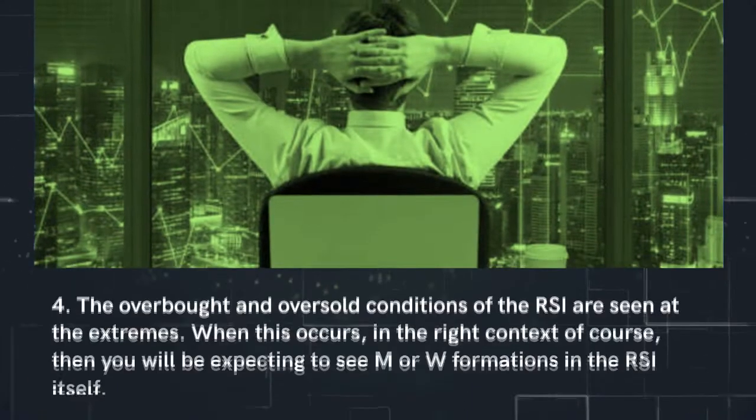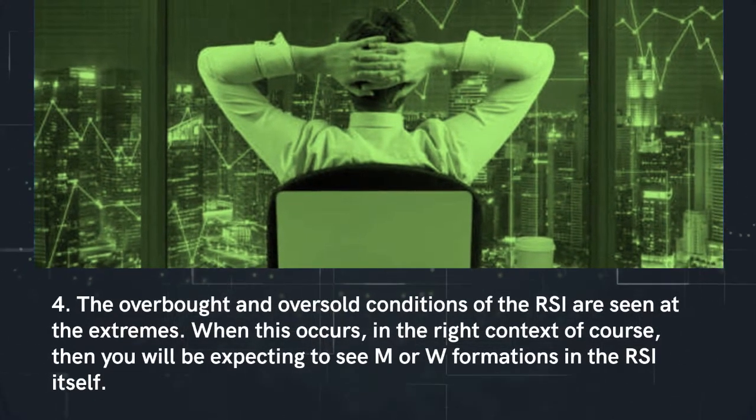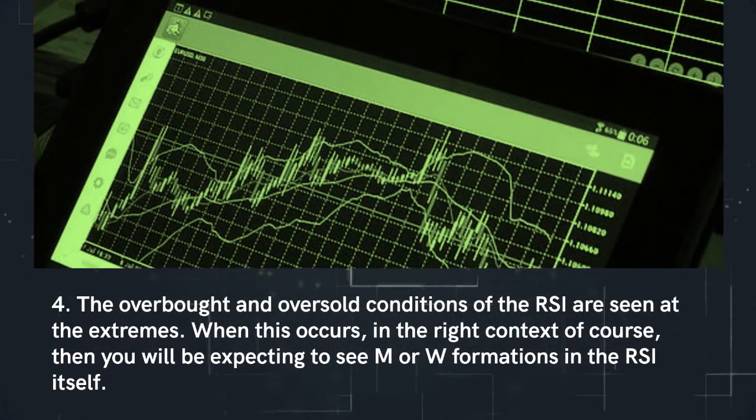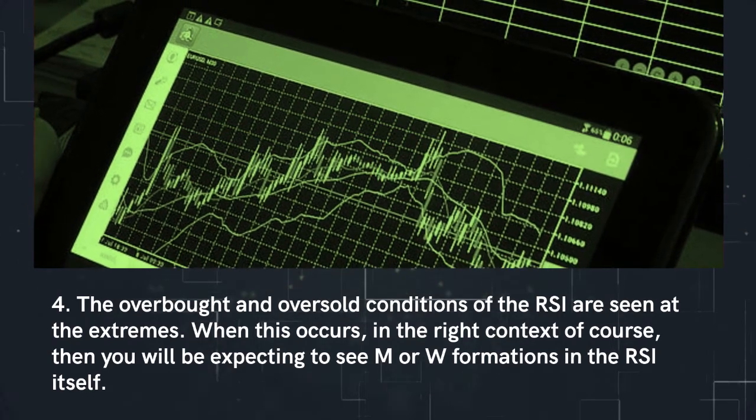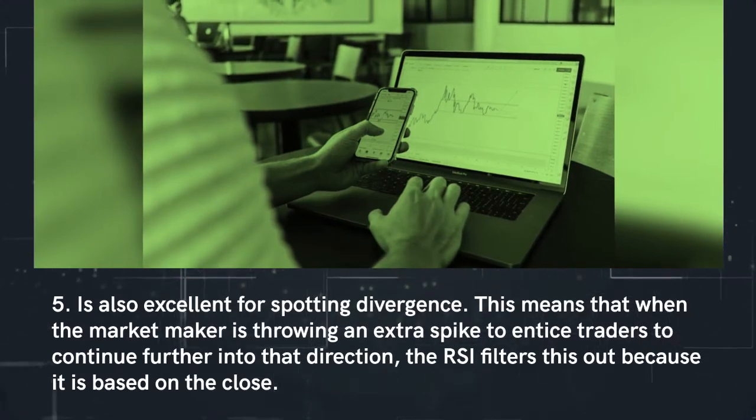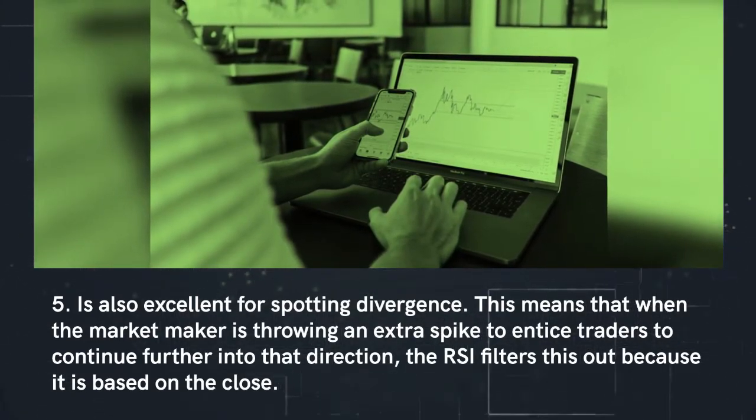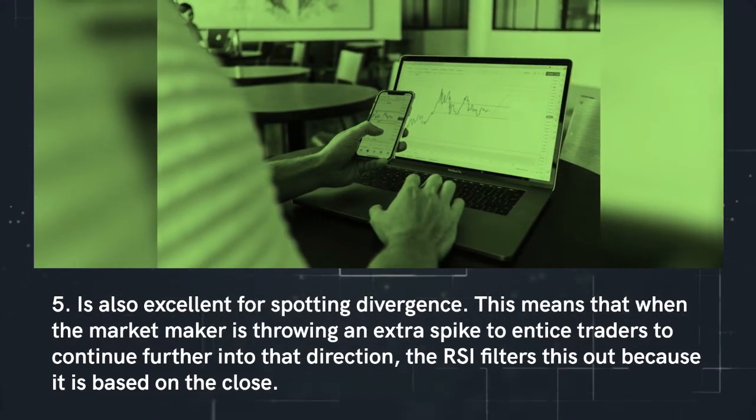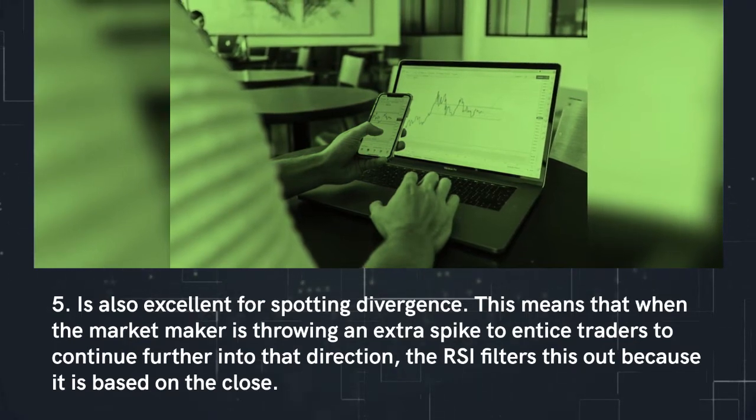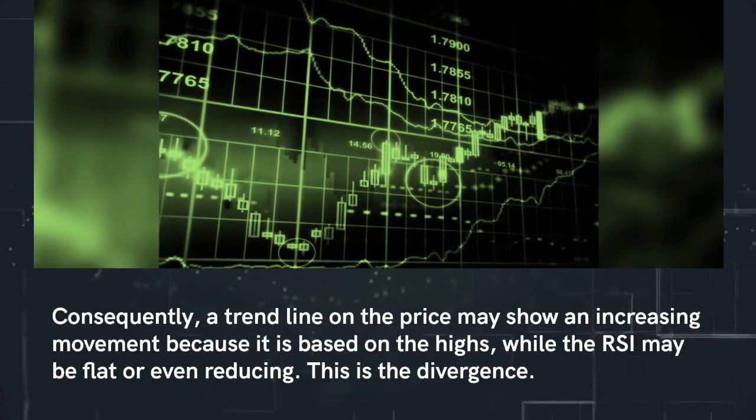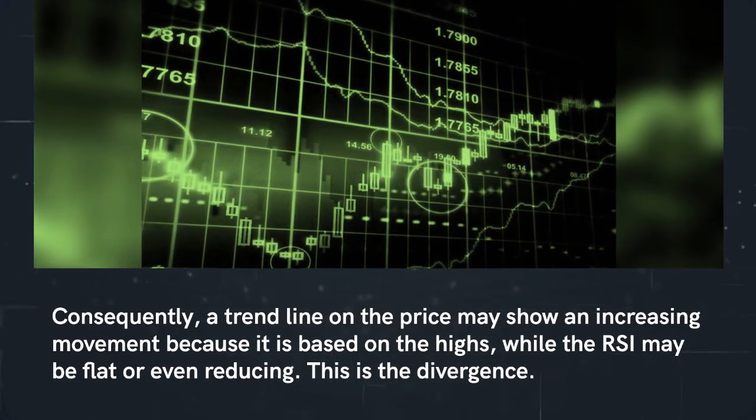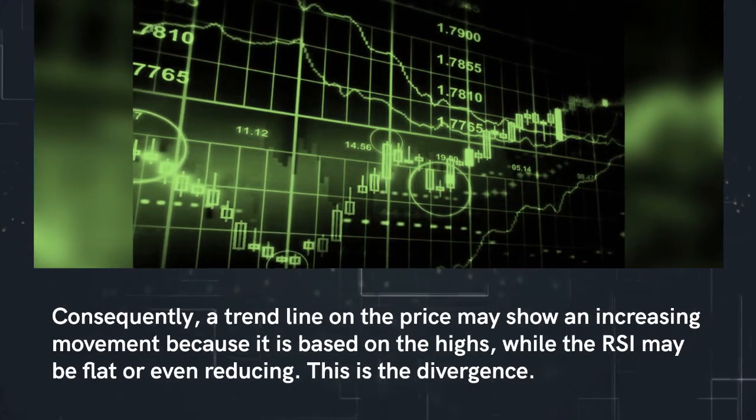4. The overbought and oversold conditions of the RSI are seen at the extremes. When this occurs in the right context, of course, then you will be expecting to see M or W formations in the RSI itself. 5. It is also excellent for spotting divergence. This means that when the market maker is throwing an extra spike to entice traders to continue further into that direction, the RSI filters this out because it is based on the close. Consequently, a trend line on the price may show an increasing movement because it is based on the highs, while the RSI may be flat or even reducing. This is the divergence.